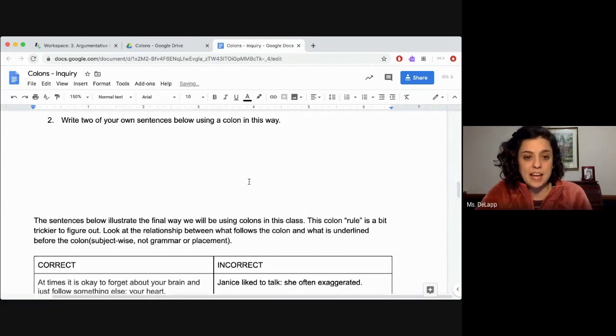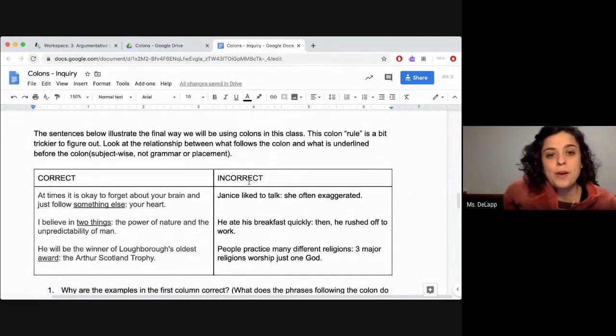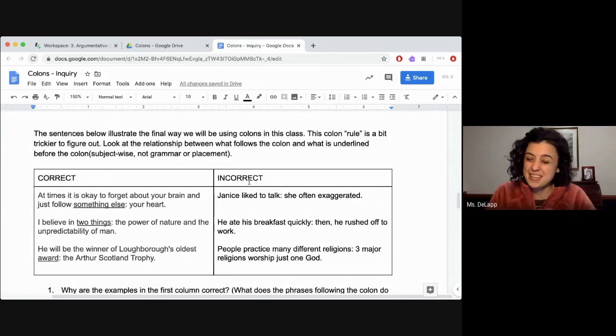Let's look together at the final way you can use a colon. I think this is the trickiest, so hopefully it didn't cause you too much stress yesterday, and don't freak out today if reviewing this video you go, oh my goodness, I got that totally wrong. This is definitely the trickiest one.